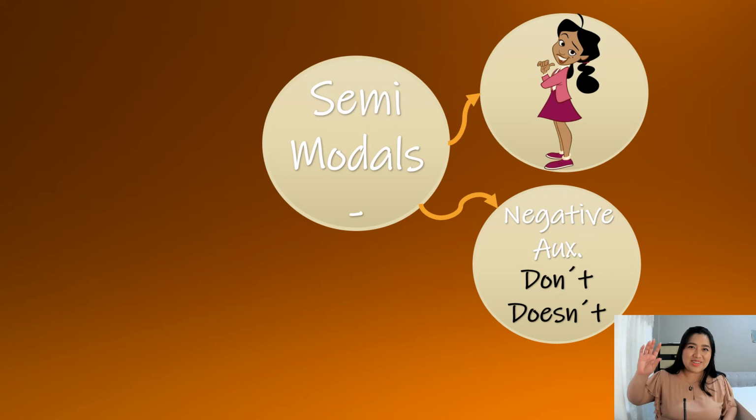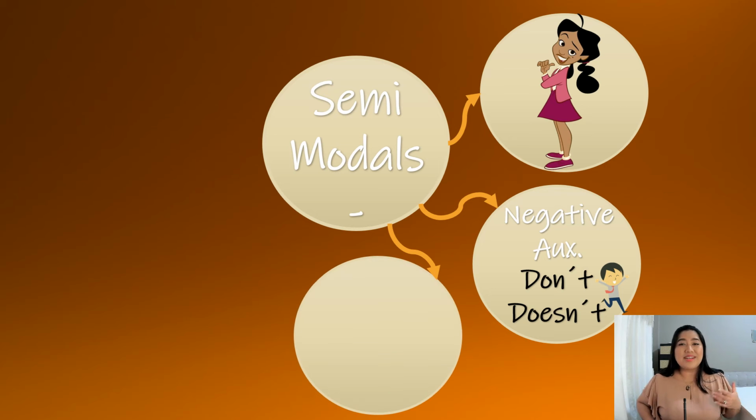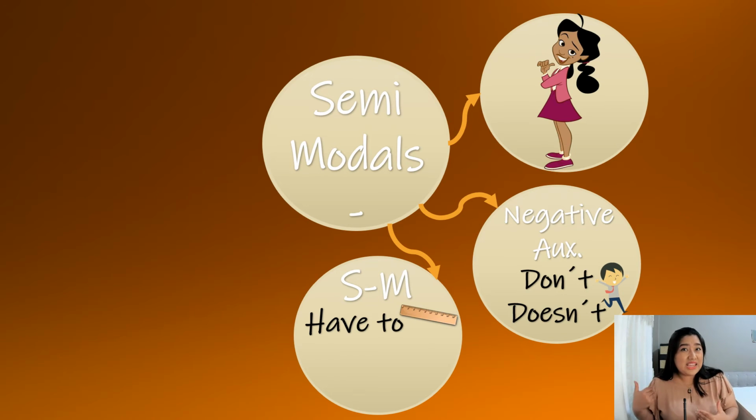Yeah, so first of all, a subject, then a negative auxiliary, and after that, we're gonna need the semi-modal. So the semi-modal here, you remember we have three options. The first one, have to, for obligations. Yeah, but in this case, it's not an obligation. I don't have to. You don't have to. She doesn't have to. They don't have to. Jimmy doesn't have to. So this is not an obligation.